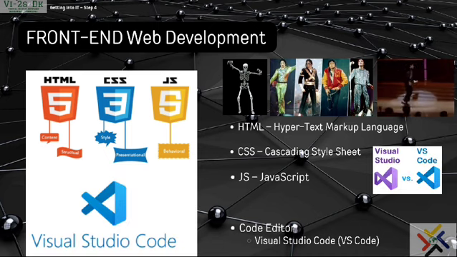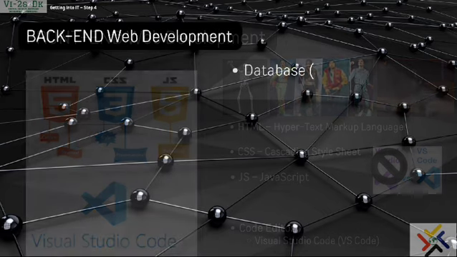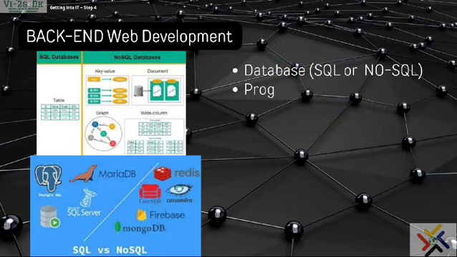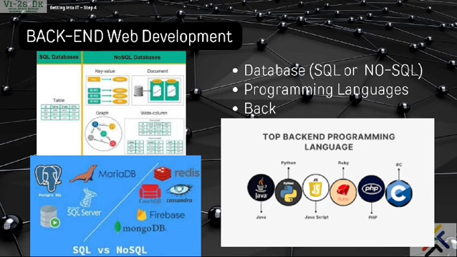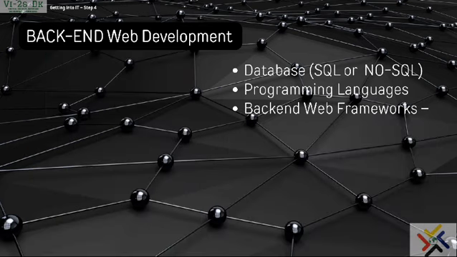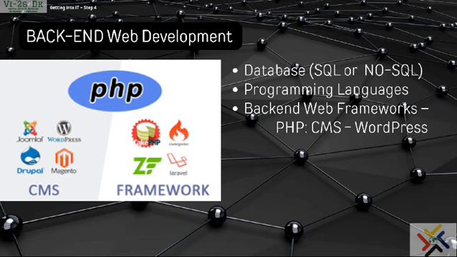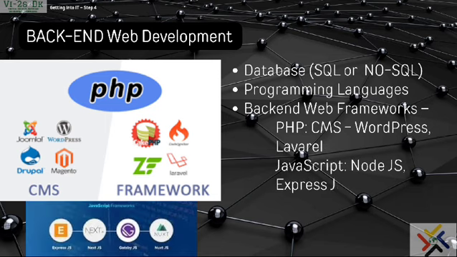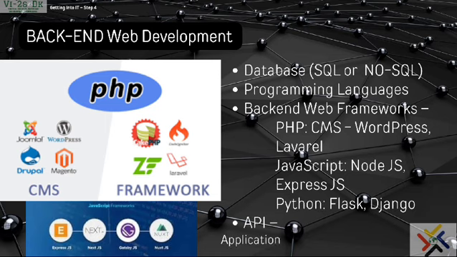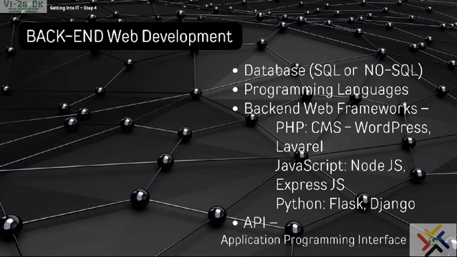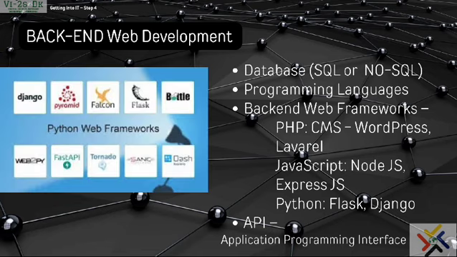Building for the backend, which is the server side, is more challenging. It includes understanding databases, which could be structured or not only structured, different programming languages ranging from PHP, JavaScript, Python, Java, and also the backend web frameworks of these programming languages, which includes content management systems like WordPress or Laravel for PHP, Node.js or Express.js for JavaScript, Flask or Django for Python.